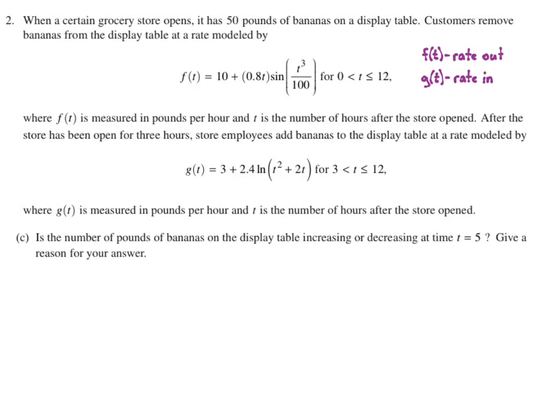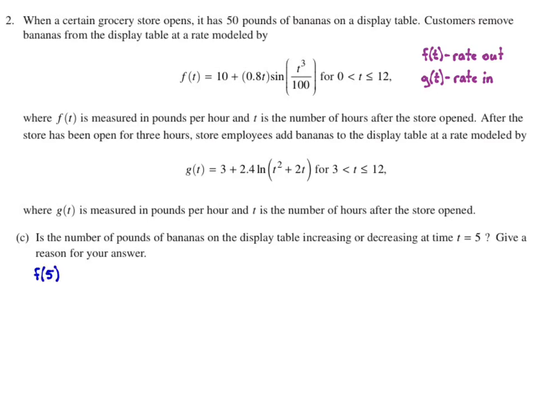For part C, it says, is the number of pounds of bananas on the display table increasing or decreasing when t equals 5? So is the amount increasing or decreasing? Well, these are the rates. So how do I know whether the amount is increasing or decreasing? Well, the amount is increasing when the rate is positive, and the amount is decreasing when the rate is negative. Because these are 2 separate rates, we need to come up with one expression that represents the overall rate.